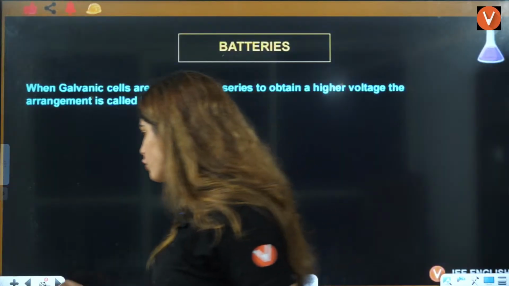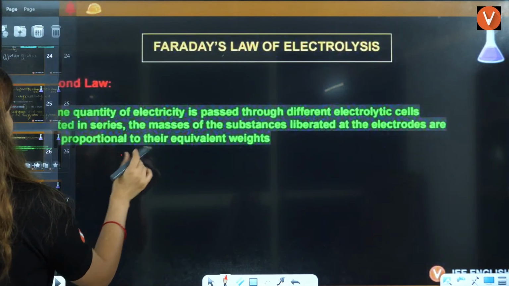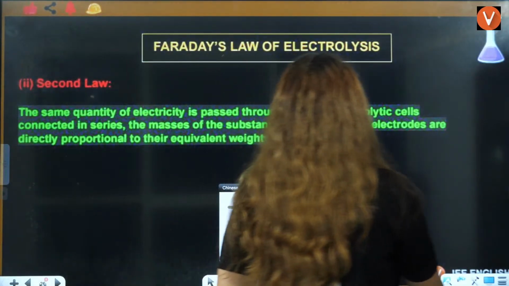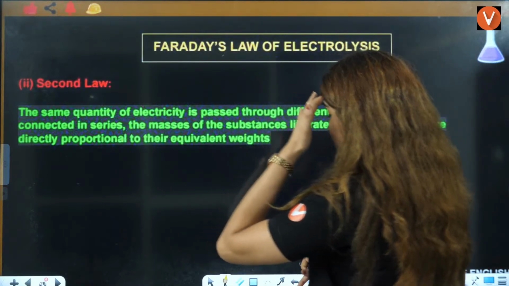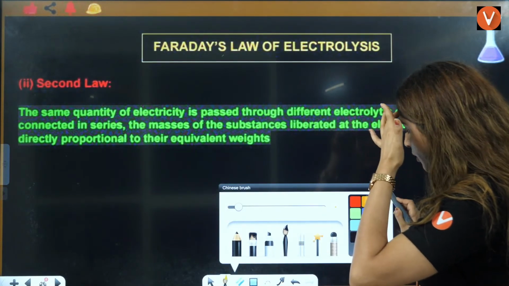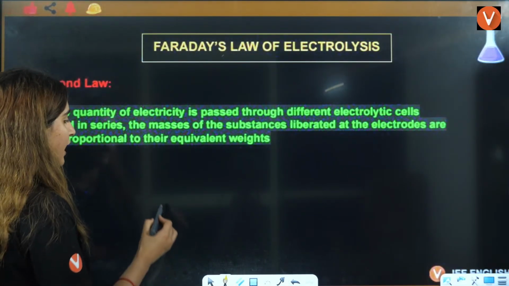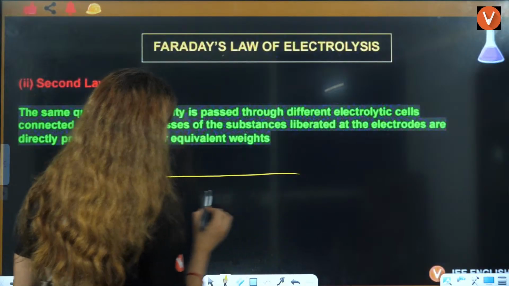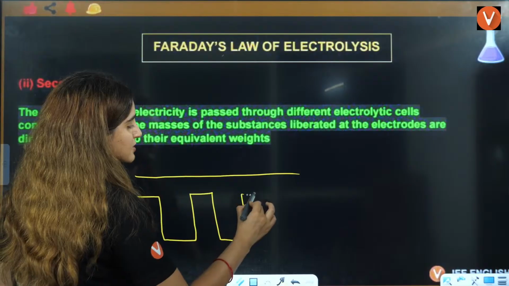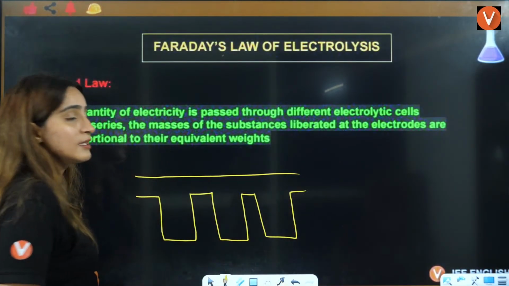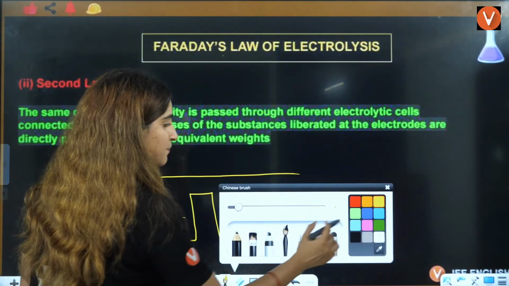Wait a minute, I forgot to tell you Faraday's second law. Firstly I should tell you that now. Batteries we'll talk about later. Firstly, let's talk about Faraday's second law. Faraday's second law states that, let's say you have electrolytic cell A, electrolytic cell B, electrolytic cell C connected in series. This is A, this is B, this is C.